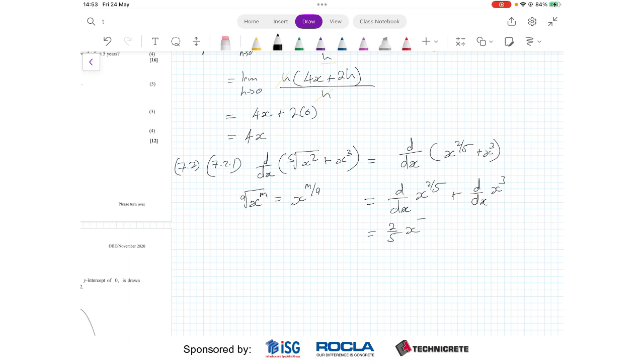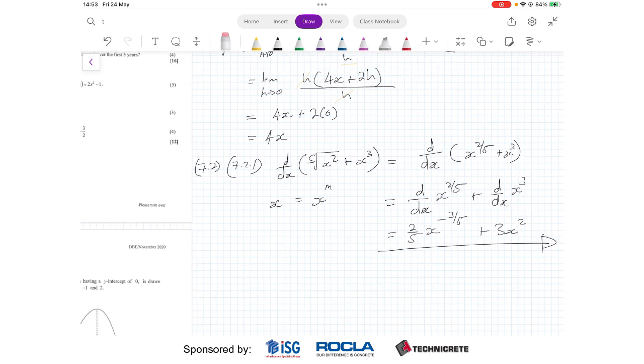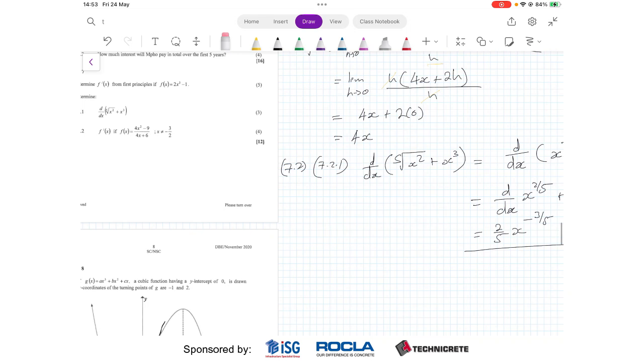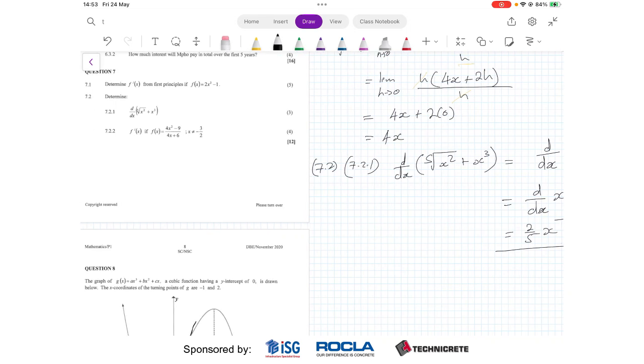That's 2 minus 5 over 2, that's minus 3 over 5 plus 3x to the power 2. And that will be your final answer for 7.2.1. And finally, 7.2.2.